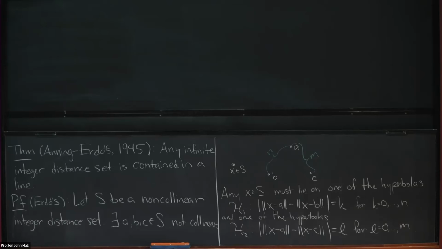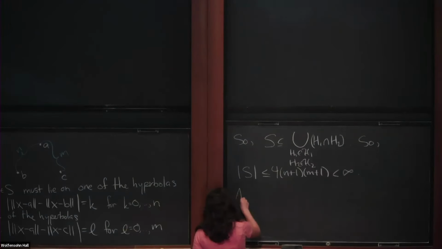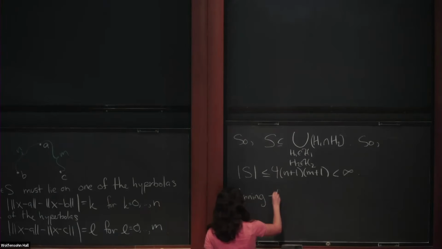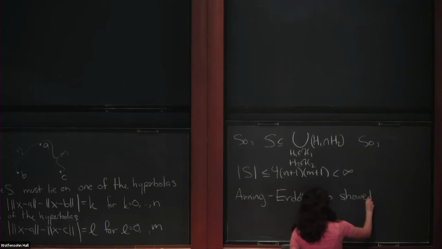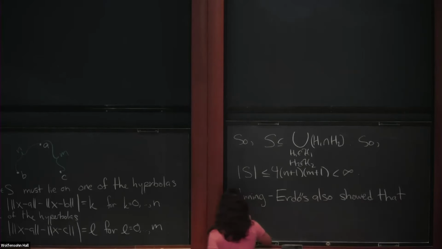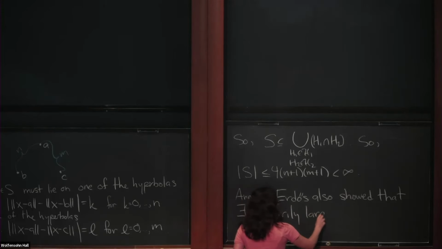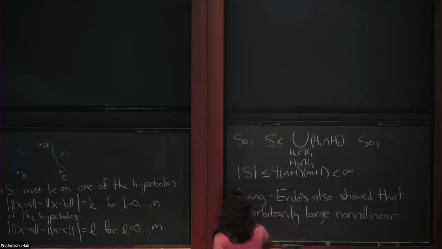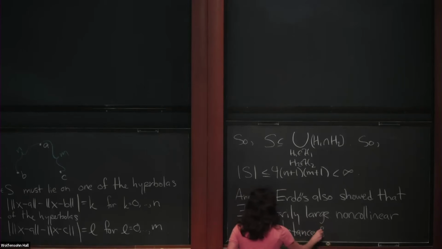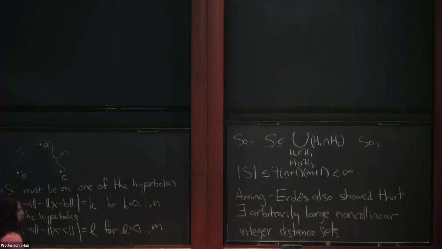Also in this paper, Anning-Erdos showed that despite this, there are arbitrarily large non-collinear integer distance sets of finite size. I'll give you the simpler of their two examples.